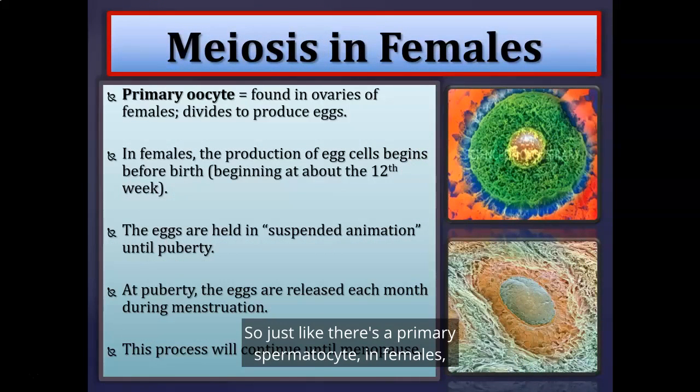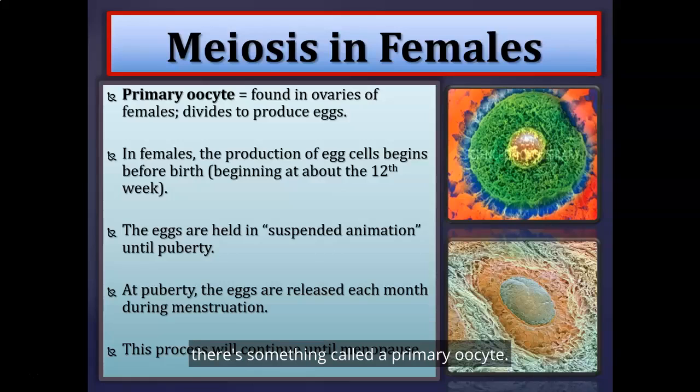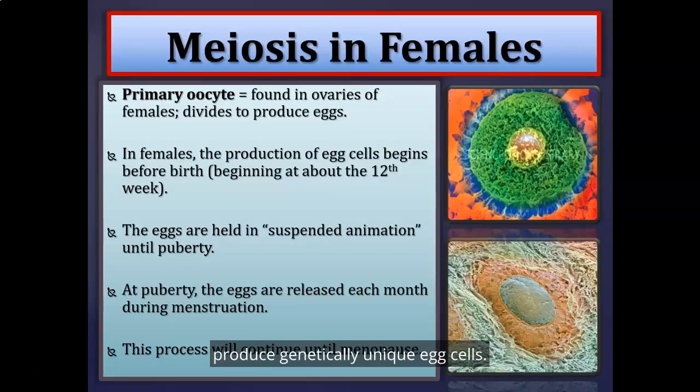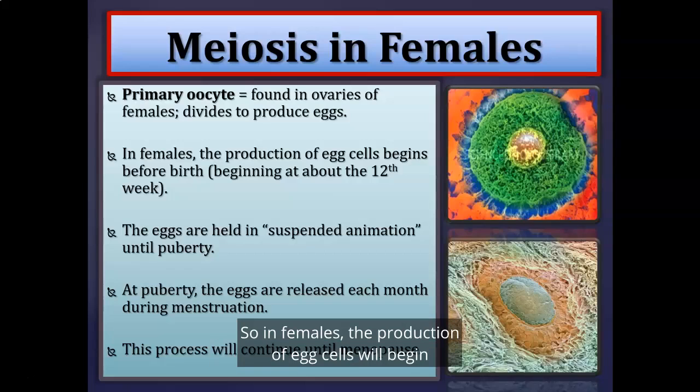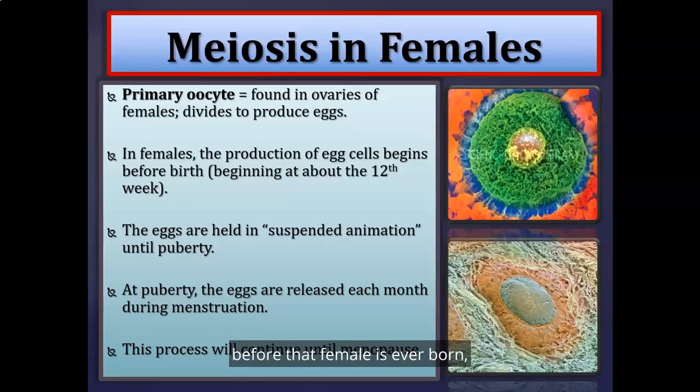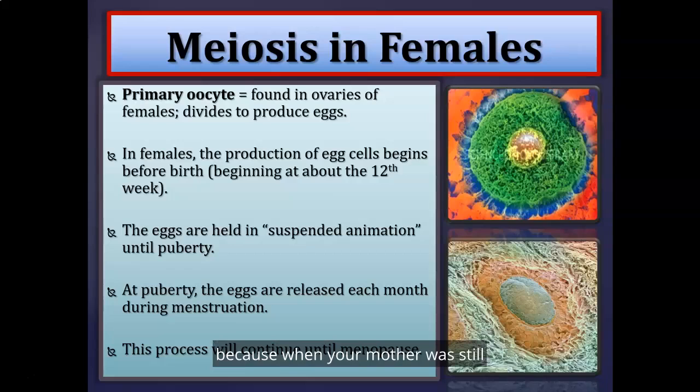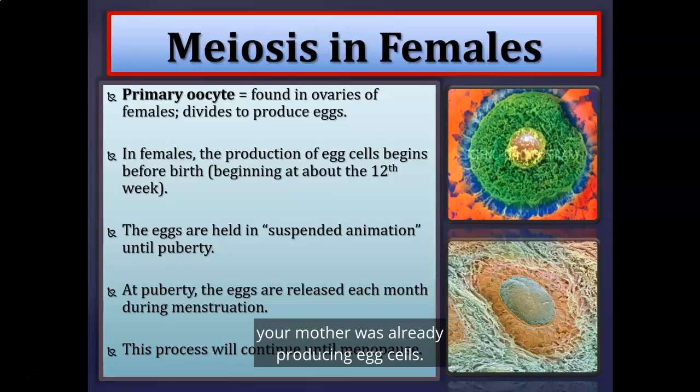All right, so just like there's a primary spermatocyte in males, there's something called a primary oocyte in females. So the primary oocyte is a specialized somatic cell located in the ovaries of females that will divide to produce genetically unique egg cells. So in females, the production of egg cells will begin before that female is ever born, beginning about the 12th week after fertilization. So both your grandmother and your mother carried you, because when your mother was still in your grandmother's womb, your mother was already producing egg cells.